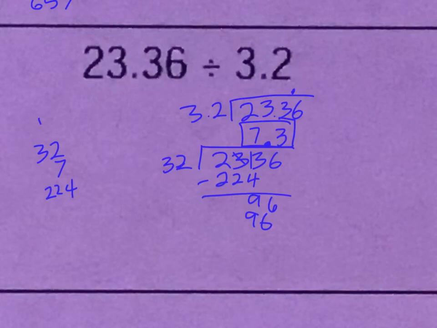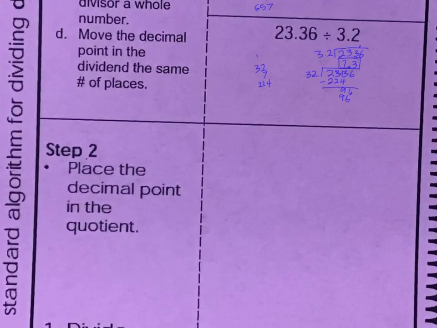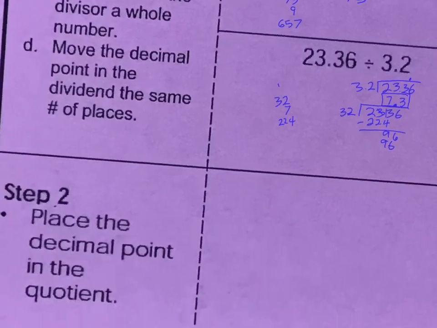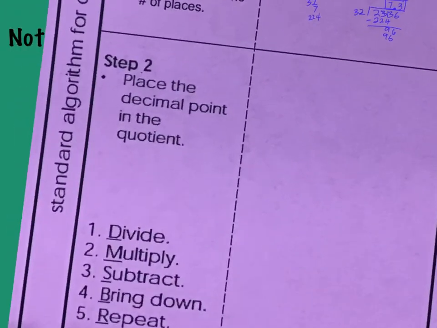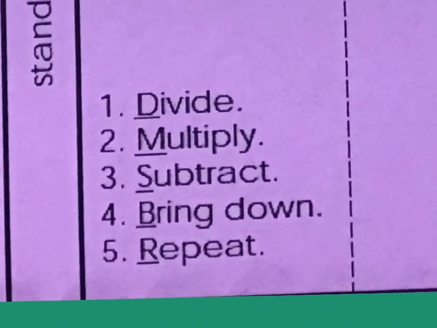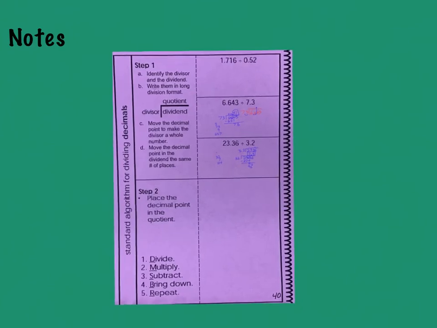Okay, let's see what's below this. All right, so it's just talking more about us doing that same thing. It's just step 1 and step 2. So place the decimal point in the quotient, divide, multiply, subtract, bring down, and repeat. So those are your steps for dividing. All right, so let's move on to the practice.